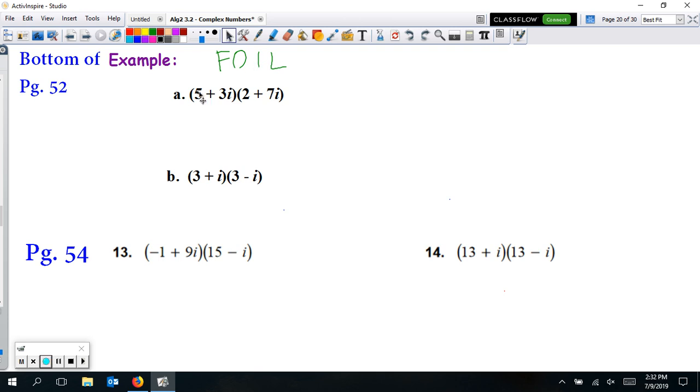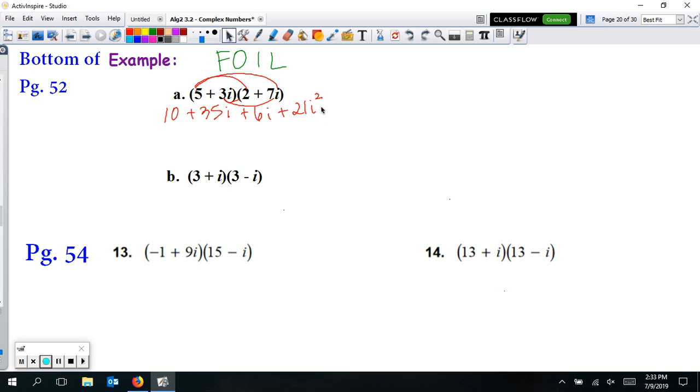Your first terms would be 5 times 2, which gives you 10. Your outside would be 5 times 7i, which gives you 35i. The inside two terms would be 3i times 2, which gives you 6i. And then your last ones would be 3i times 7i, which gives us 21i squared. When we do i times i, it is i squared.